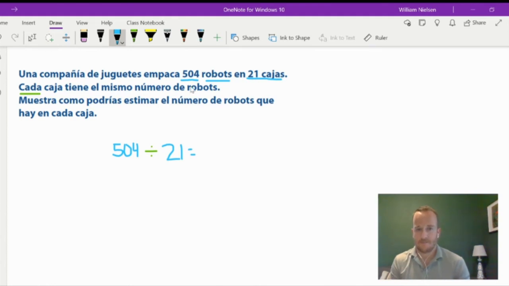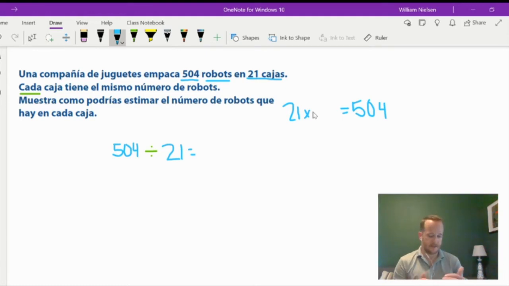Entonces, para hacer eso, el producto va a ser 504, ¿ok? Lo voy a poner aquí, 504. Eso va a ser el producto final. Entonces, eso quiere decir que un número por un número es 504. Entonces, yo voy a hacer 21 por un número es igual a 504, ¿ok? Si te acuerdas, la última vez estuvimos haciendo multiplicaciones y estimaciones, ¿ok?